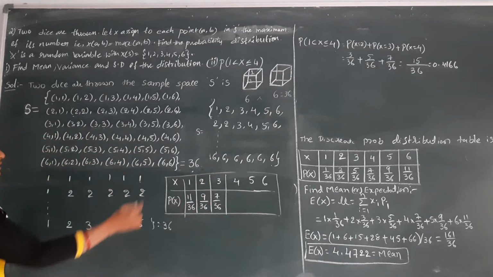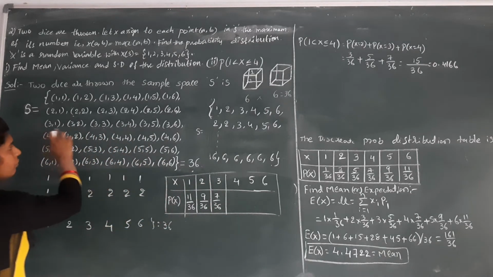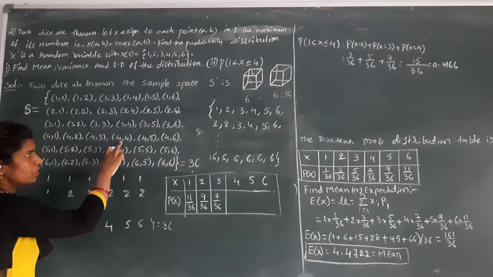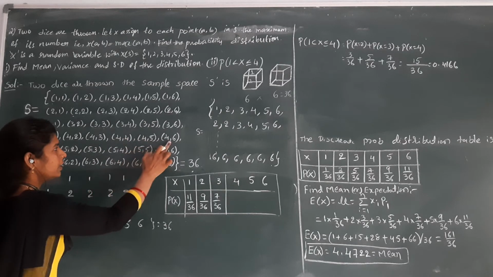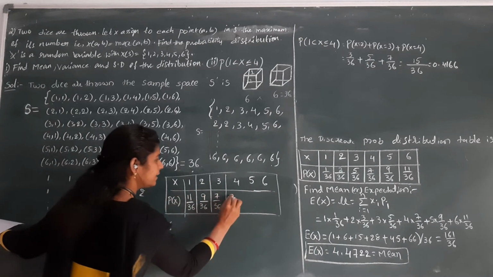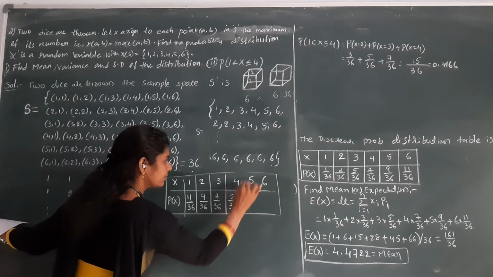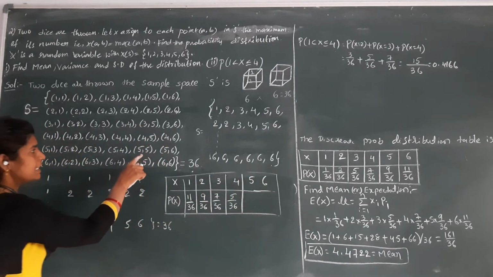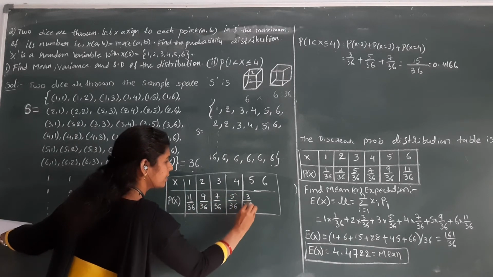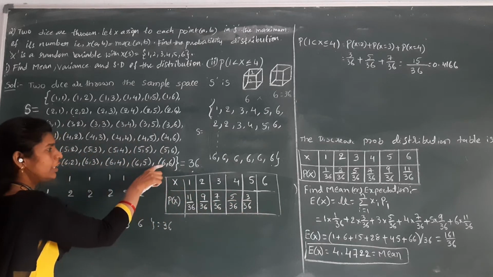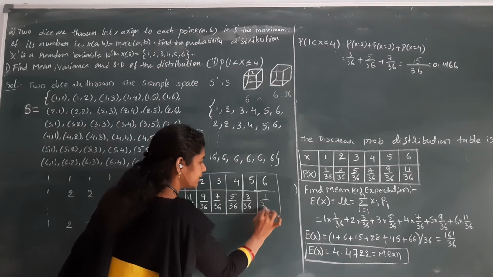Okay. Next, 4 is the minimum. Here 4, 4 is the minimum. 4, 5, 4 is the minimum. So 1, 2, 3, 4, 5 by 36. Okay. Next, 5 is the minimum. 1, 2, 3. 3 by 36. 6 is the minimum. You have only one chance, that is 1 by 36.